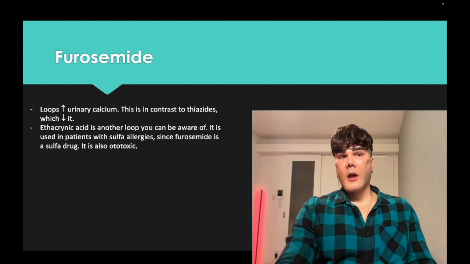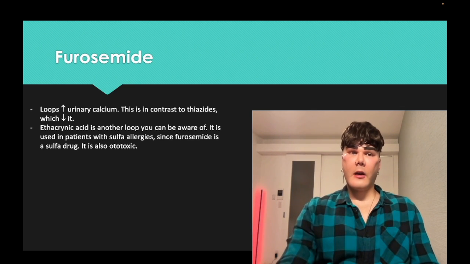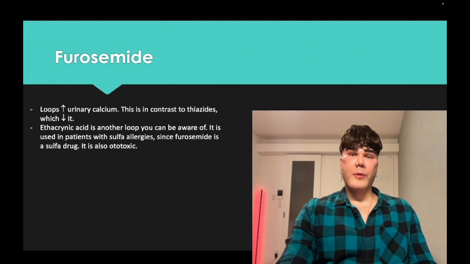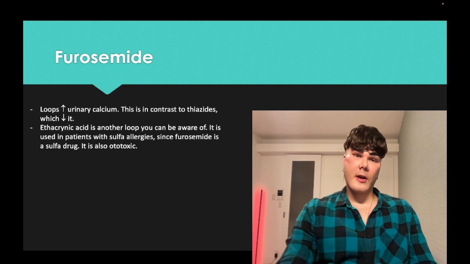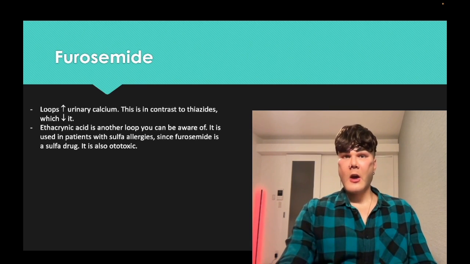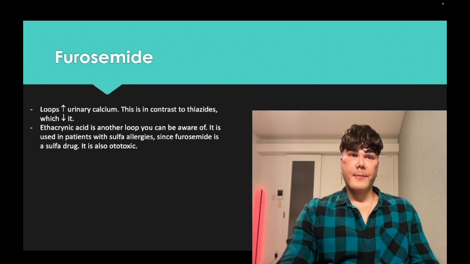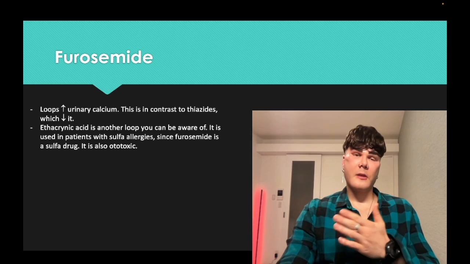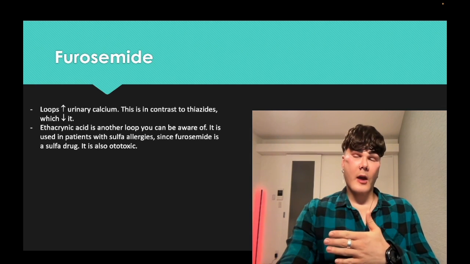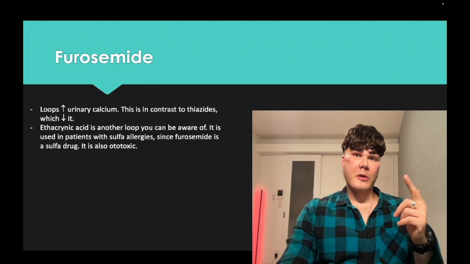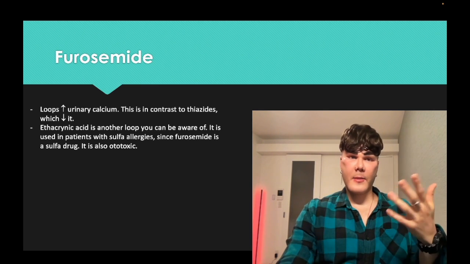USMLE likes loop diuretic and thiazide effects on calcium. Okay, so loop diuretics are going to increase urinary calcium. Thiazides are going to decrease it. So the way you can remember is, it's exceedingly high yield that thiazide diuretics increase calcium reabsorption because they are often used to decrease recurrence of calcium stones. So if you remember that thiazides pull calcium out of the urine, then you can say, okay, loops do the opposite. So loops are going to increase the calcium in the urine. Okay, that can be one way to remember it.